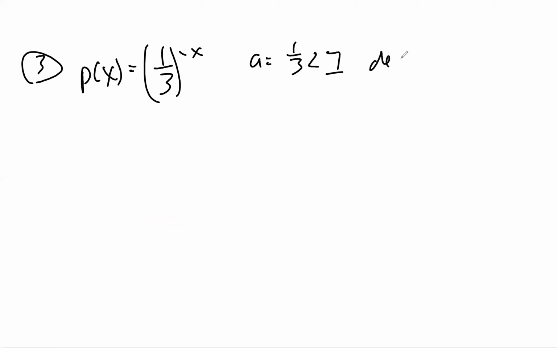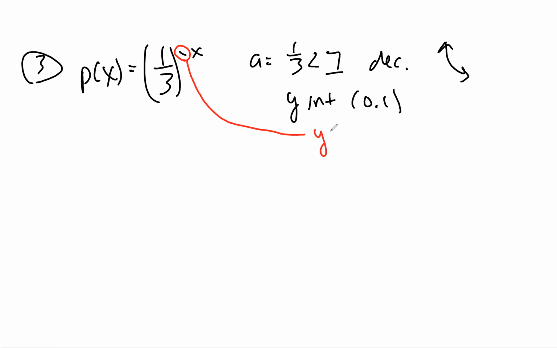If I have p of x that equals 1/3 to the negative x. Okay, so we know again that our a is 1/3, and we know 1/3 is less than 1. So this is a decreasing function, which means it's going to have to look something like this. And we also know that its y-intercept is still, oops, hold on, let me fix that, is still just 0, 1. Now, here's the thing. This little guy right here tells me something. Because of the negative sign in front of the x, we learned this in the last section, this is going to be a y-axis reflection.